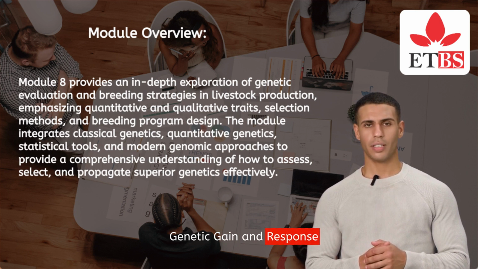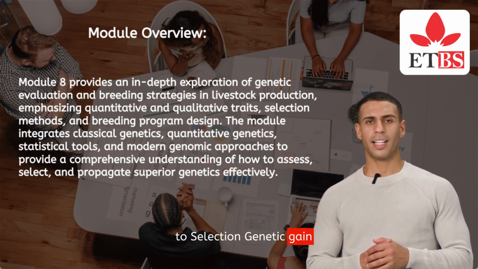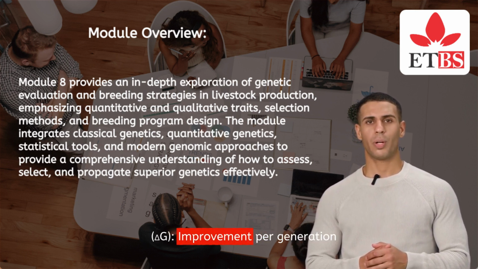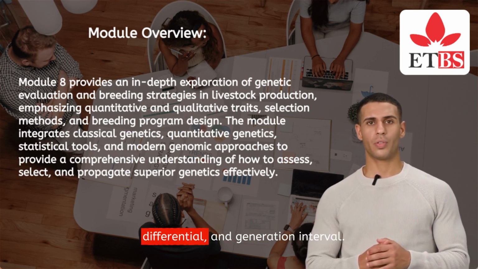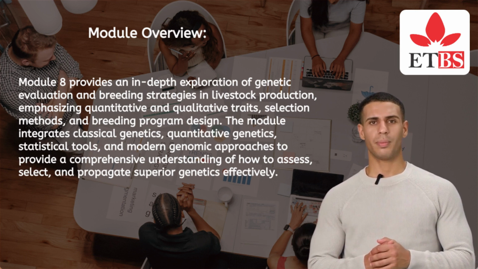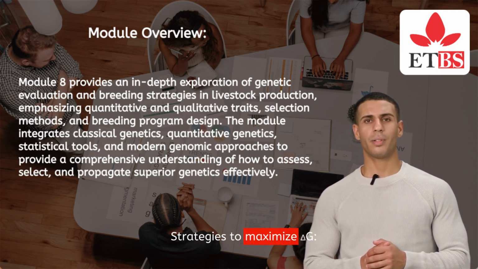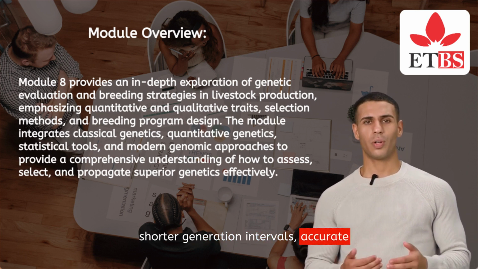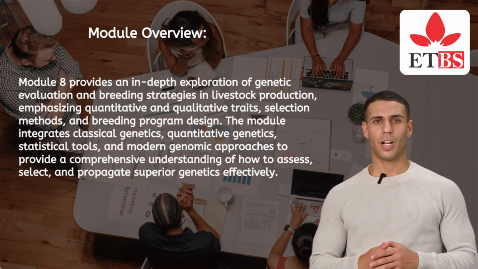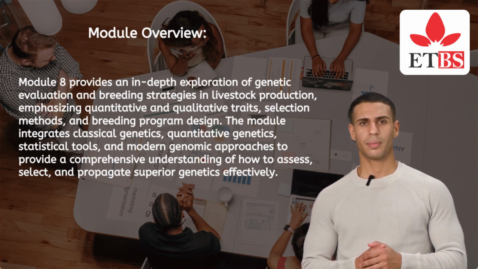Genetic gain and response to selection. Genetic gain, delta G, improvement per generation, calculated using heritability, selection differential, and generation interval. Strategies to maximize delta G: shorter generation intervals, accurate evaluation, and selection of high-performing animals.